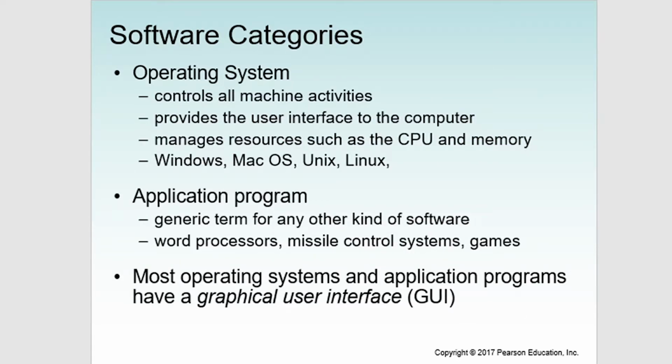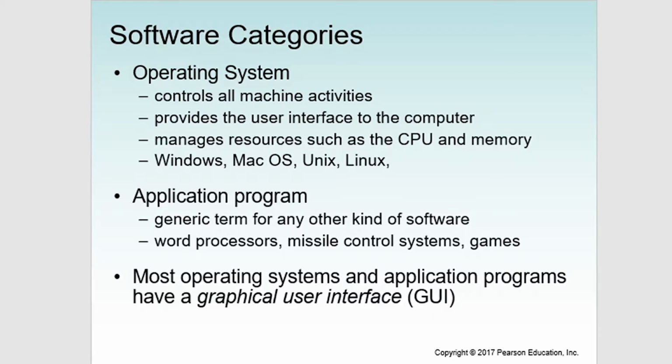Now here's an important topic, the different software categories. It's important to know what an operating system is. The operating system is actually the most important software. It's actually the interface between the user and the hardware. It's what makes the hardware usable. So it provides that interface. So some examples of some operating systems.